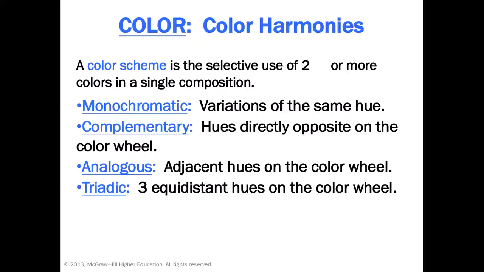Okay. Analogous colors, those are close to each other on the color wheel. So we're talking about like orange, yellow, red. Triadic, and those are equidistant. And those could be the primaries or the secondaries, for example, and that's a way to really punch up a composition.